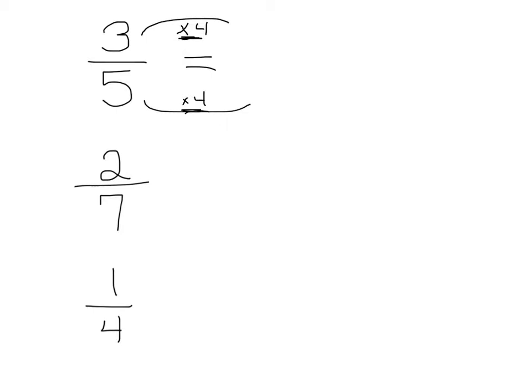So the numerator is 3, the denominator is 5, and I'm going to multiply them by 4. 3 times 4 is 12, 5 times 4 is 20. 3/5 is equal or equivalent to 12/20. If I drew a picture of 3/5 and drew a picture of 12/20, they would be shaded the exact same amount. Let's look here at the middle with 2/7.